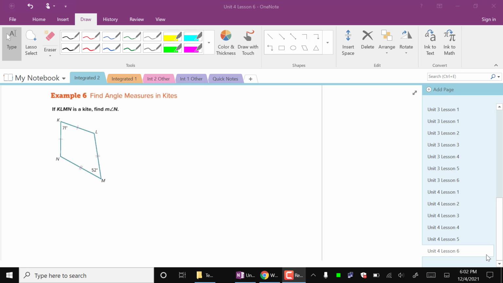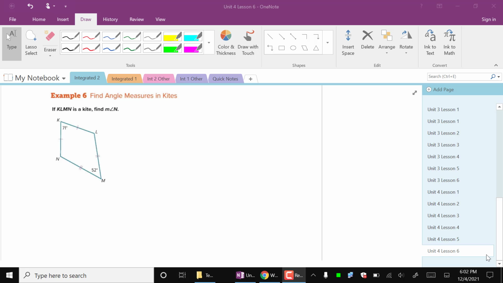So today we're going to be looking at kites. That's going to be our main idea for today. So this is Theorem 2.5 and 2.6. So let's take a look at our first example, example 6. So if KLMN is a kite, find measure of angle N.